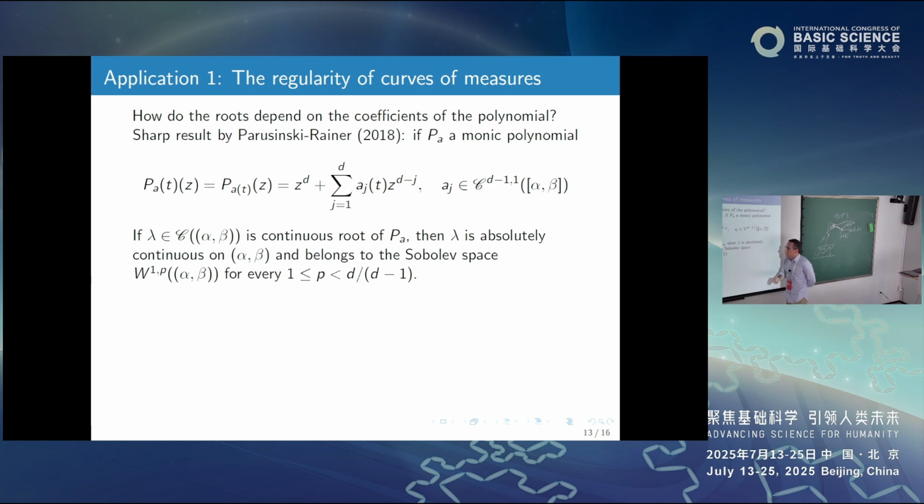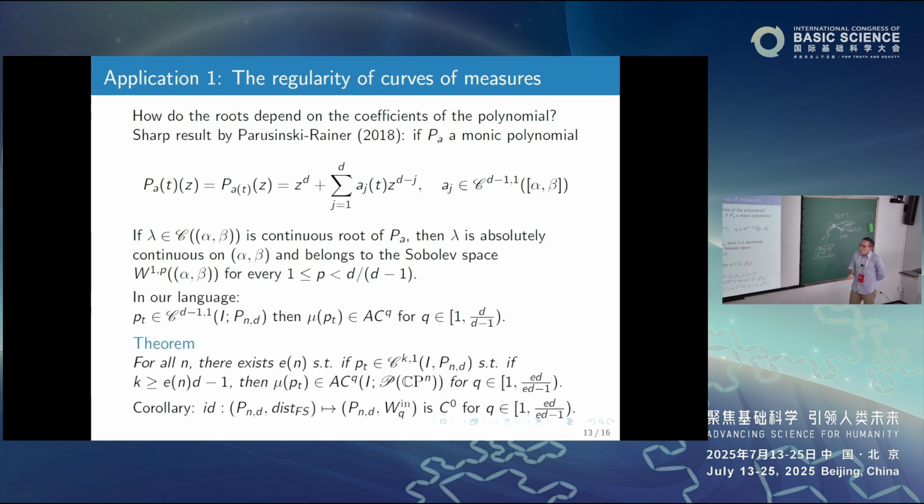What Parusiński and Rainer proved is that you cannot get any better than W^{1,p} with p strictly less than d over d minus 1, just for univariate polynomials. So this means that if I'm taking a smooth family of polynomials and tracking the path of a zero, as a curve over C, the best regularity you can get is W^{1,p}, not better than that.